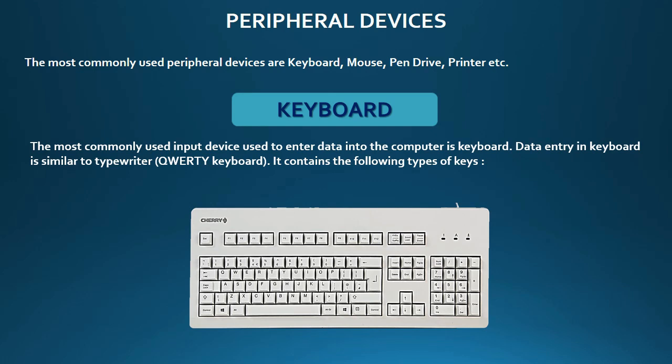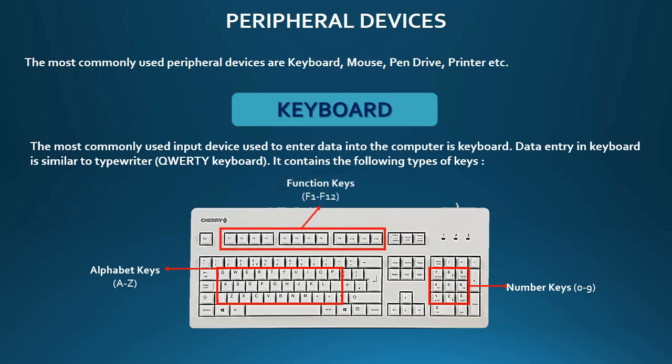Now the first group is alphabet keys, that is from A to Z. Second, number keys from 0 to 9. You can find the numbers just above the alphabet keys also. There are many keys which have two options. If one key is not working, you can work with another key. Now function keys are there, which are basically from F1 to F12, which are used for different functions depending on the program you are using.